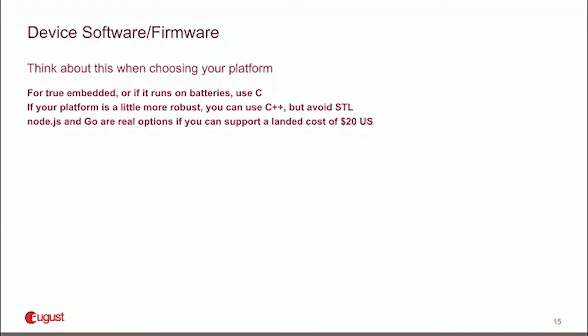Interestingly, my recent experiments with prototyping for August 2018 and 2019 products have shown that Node.js and Go language are actually real options if you can support a landed cost of $20 US. And by landed cost, what I mean is that's your total bill of materials plus cost to manufacture plus packaging and shipping to your distribution center. So there are multiple options in that price range that will run those languages quite well.